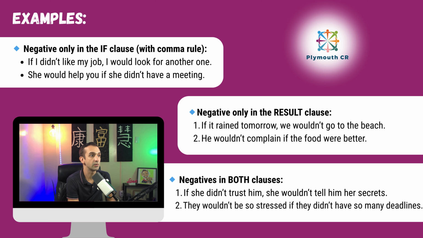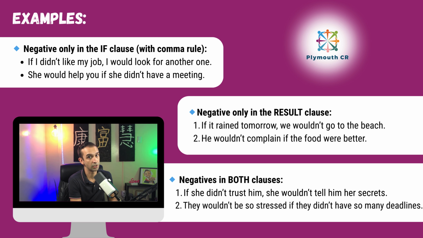Then in these, we can see that the conditional clauses are in negative. Then we have the negative only in the result clause, which is also an option. If it rained tomorrow, we wouldn't go to the beach. And he wouldn't complain if the food were better.